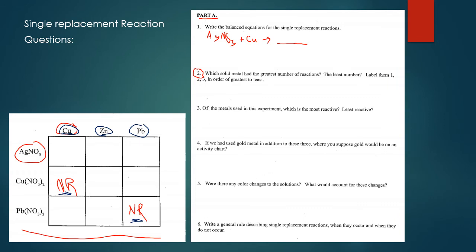So whichever one has the greatest number of reactions, you would put that one first, and then whichever one was next, and then third. So you're labeling them 1, 2, 3. So you're going to have zinc, lead, and copper all listed here, but you want to list them in the correct order based off of your observations.